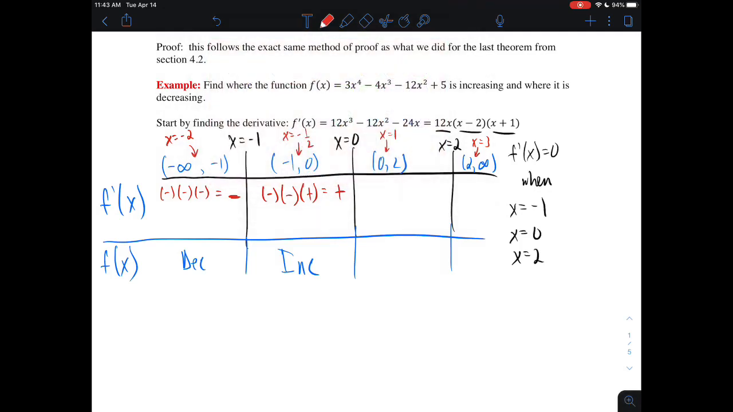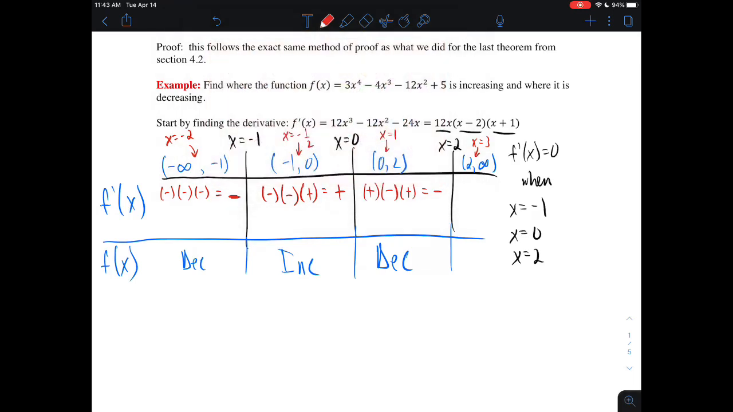So finishing up the rest, if I plug in x equal 1, I get a positive from the first factor, but I get 1 minus 2, which is negative 1 from the second factor, and then 1 plus 1, which is 2 from the third. This gives me a negative, so this means that my original function is decreasing.